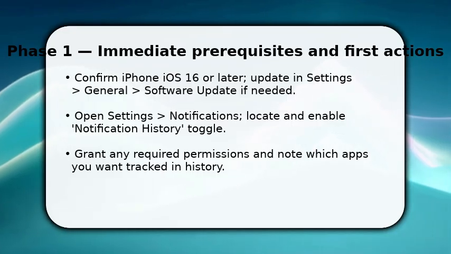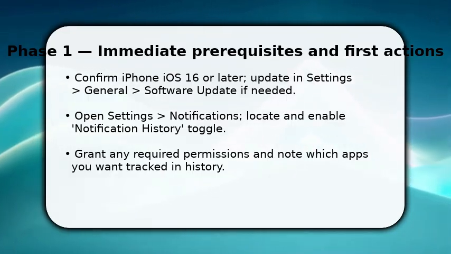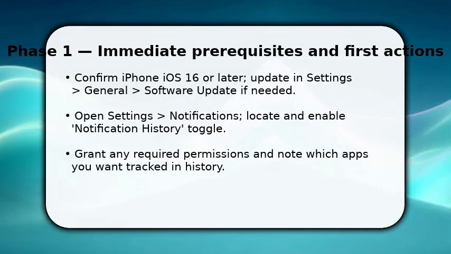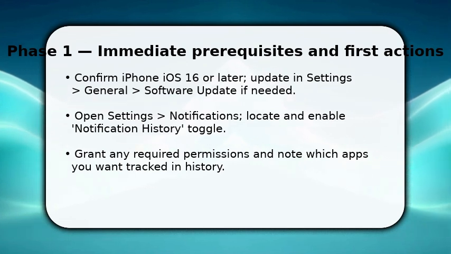Do this step first, because the history won't populate unless the feature is enabled. If you enable it now, subsequent swipes will show past alerts. Otherwise, you'll only see future notifications.